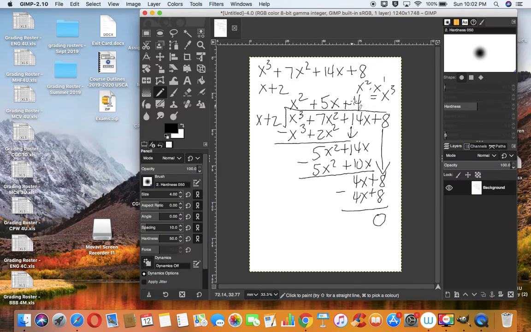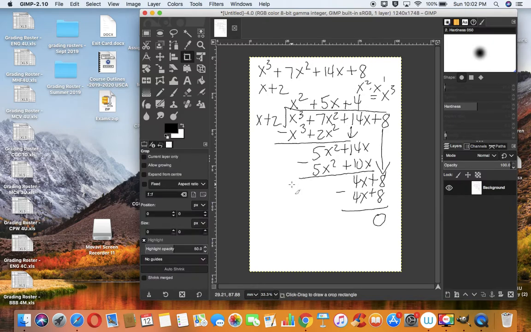So the answer is right here. And then you would check if you could factor this further if you want to factor it as much as possible. But in this case, you could just leave the answer. Okay, so that's dividing polynomials using long division.